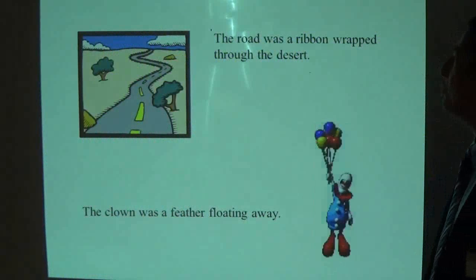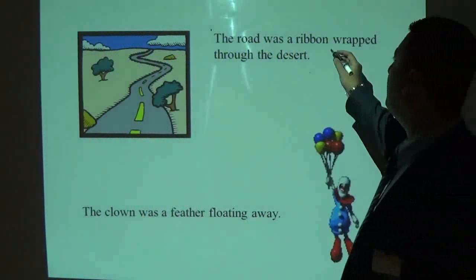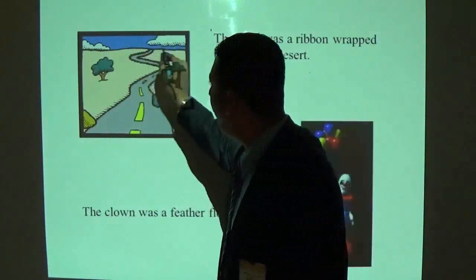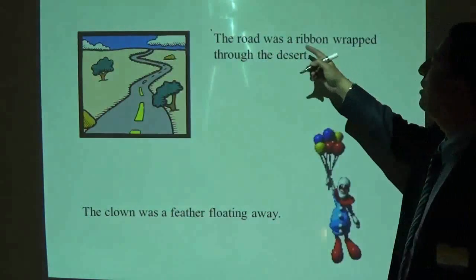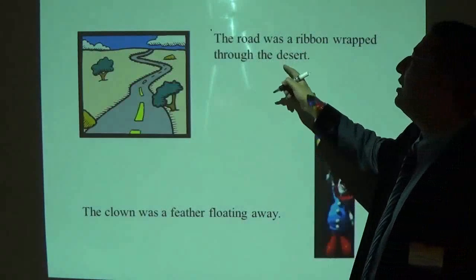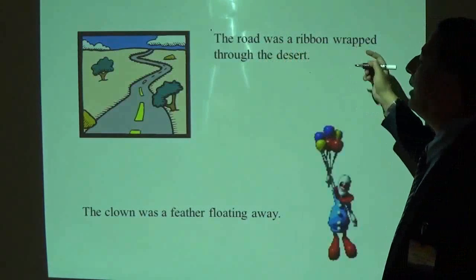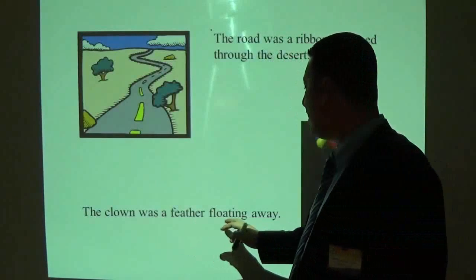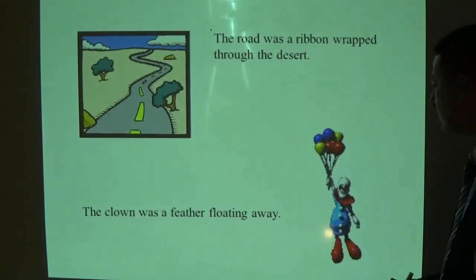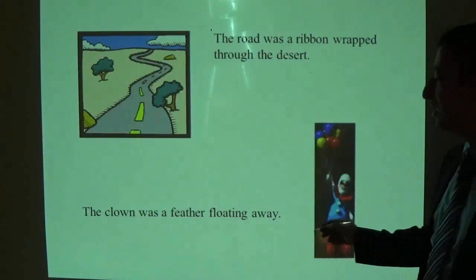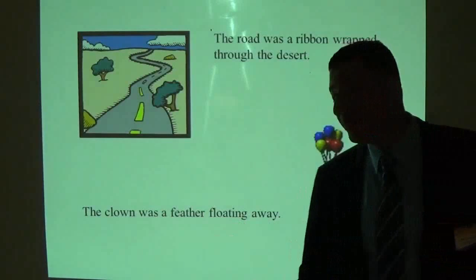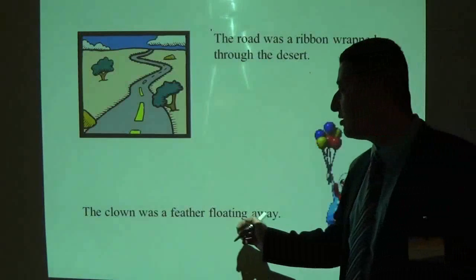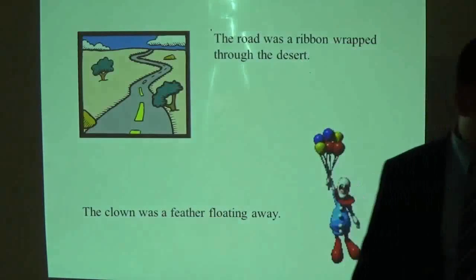Here is the first picture. The road was a ribbon rapid through the desert, meaning going that way. This is called metaphor. The other picture: the cloud was a feather floating away. Feather here means something to do with birds, to fly. So it is called metaphor.